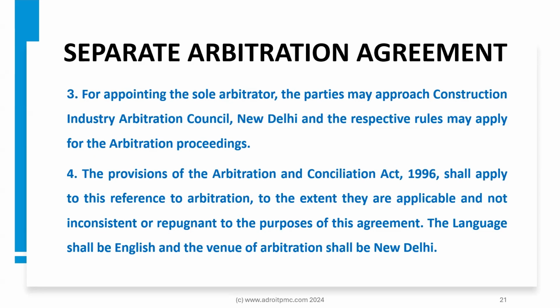So they have mentioned regarding the appointment of arbitrator. For appointing the sole arbitrator, the parties may approach the CAAC institution, which they have selected, for the appointment of arbitrator and their respective rules. And also they have selected the Arbitration and Conciliation Act 1996, which the arbitrator has to adopt and provide his award. Also, the language of arbitration proceedings is mentioned as English, and the venue of arbitration proceeding is New Delhi here.